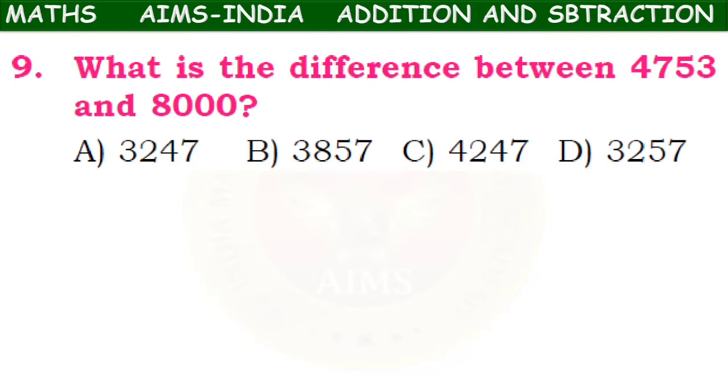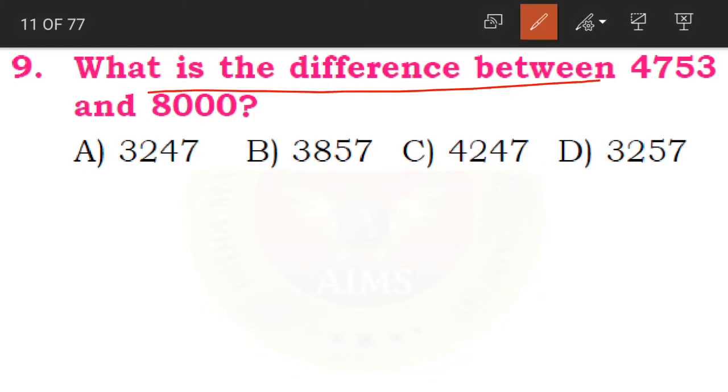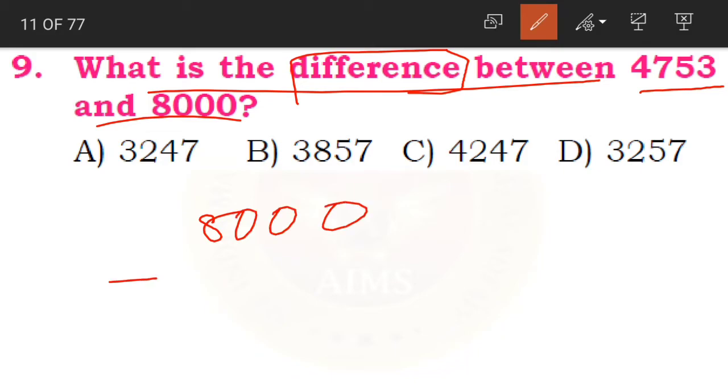It is a very straightforward question. What is the difference between 4753 and 8000? Difference means what? We need to subtract. So we'll just simply subtract. 8000 is the bigger number, so we are writing it first. Now, how to subtract from zeros?